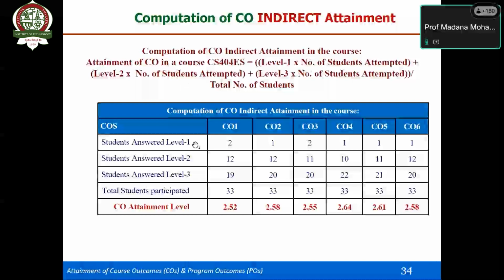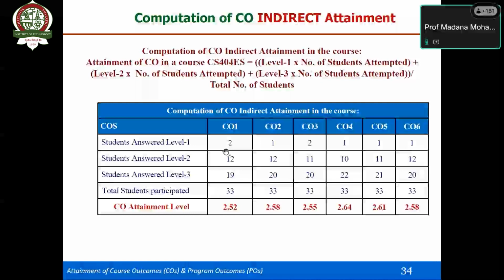Now you can see the calculation part. Students who answered level 1, CO-wise: CO1 level 1, 2 attempted. CO2, 1 with level 1. CO3, 2 attempted with level 1. CO4, 1 with level 1. CO5, 1 with level 1. CO6, 1 with level 1. Similarly, with level 2, 12 students attempted for CO1, 12 for CO2, 11 for CO3, and so on. Then for level 3, CO1 19 students attempted, CO2 20, and so on. Then total students participated in this sample: 33.